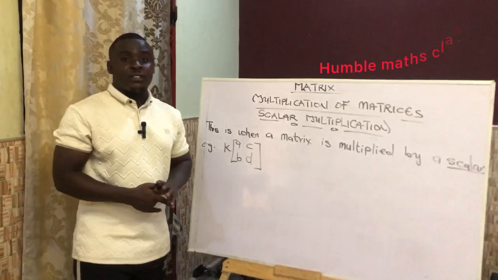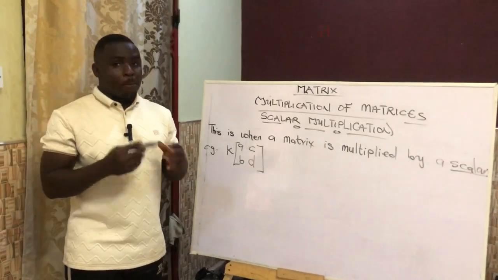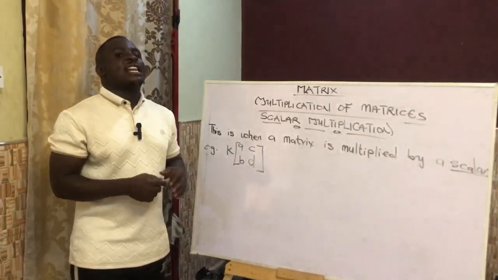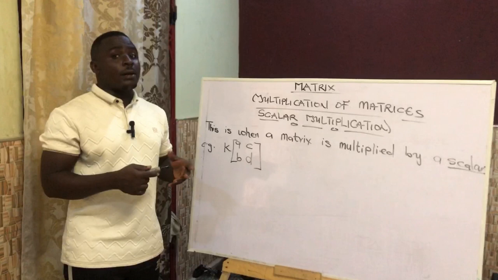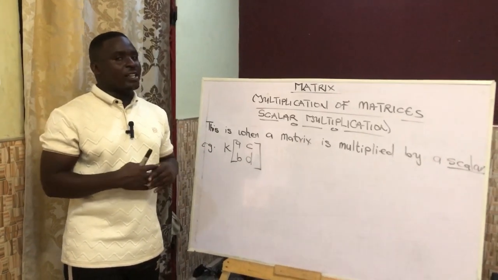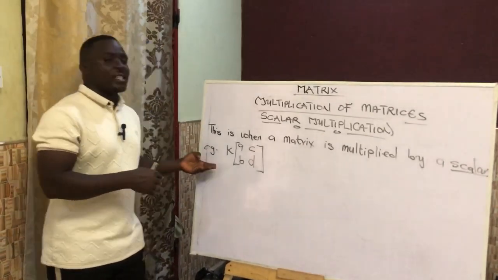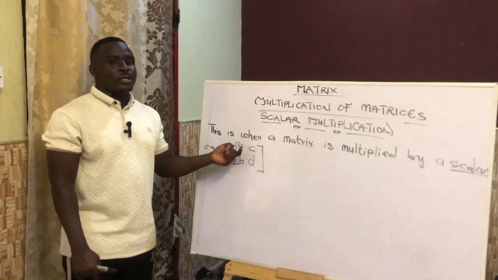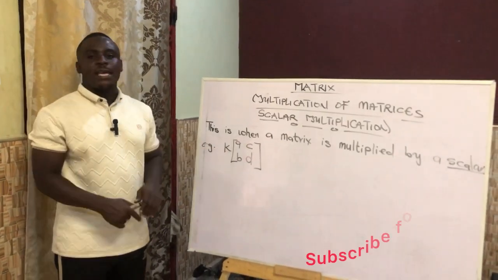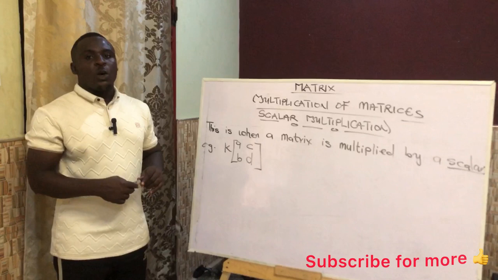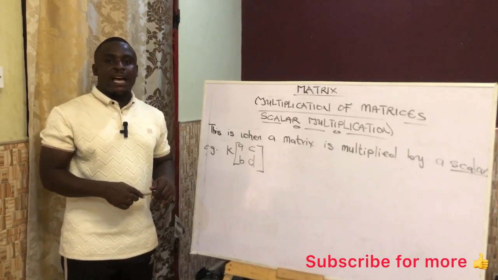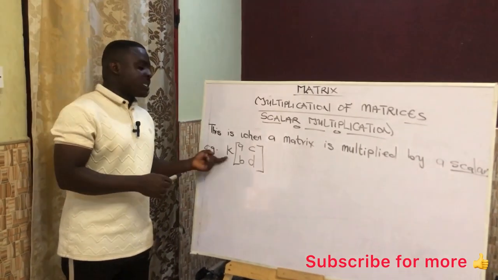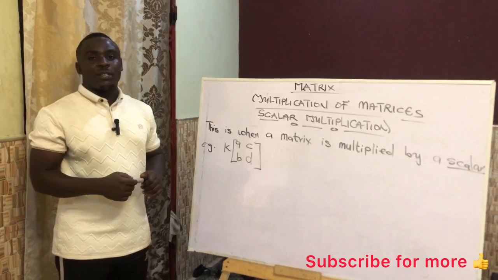Scalar multiplication is when a matrix is multiplied by a scalar. A scalar can be an integer, a number, a fraction, any. So in this case, let's have this example. We have K multiplied by a matrix A, B, C, D. We say K is a scale factor, or it is known as a scalar factor. So this K is multiplying the matrix.